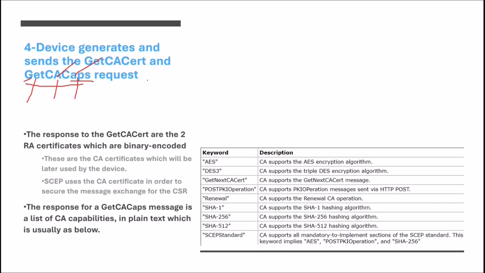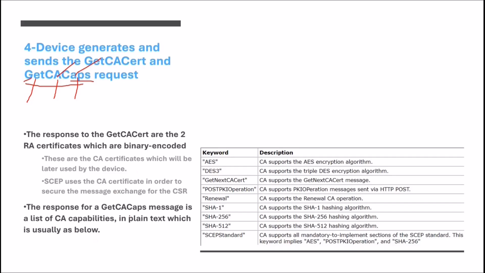So right now, what's the end goal? The end goal is the device needs to get a certificate from the Cloud PKI. But before the device can request a certificate, the device wants to know whether the CA can even issue a certificate or not. That is why the device is going to the SCEP service and asking, what are your capabilities? That is, it is getting the capabilities of the CA.